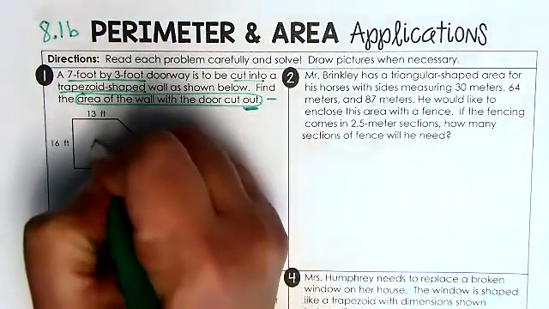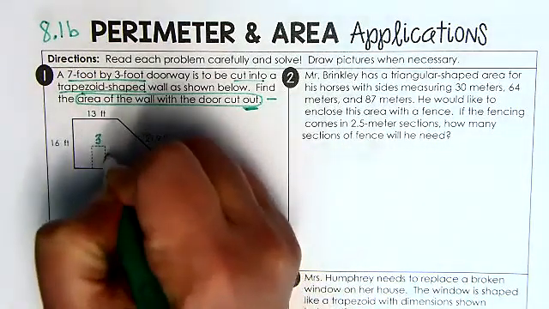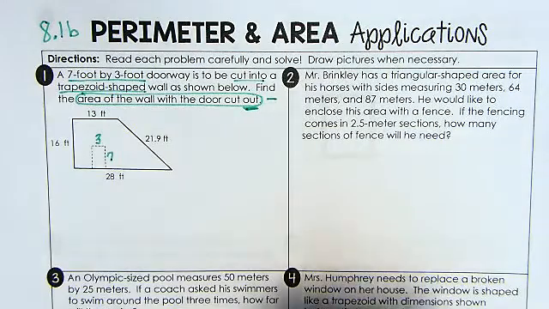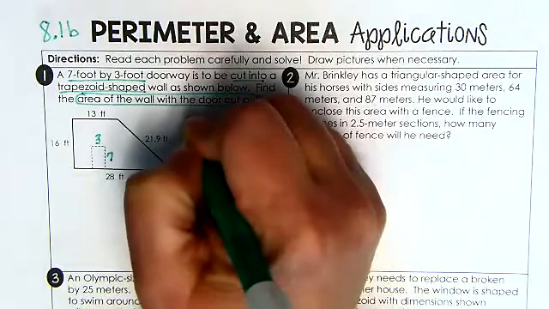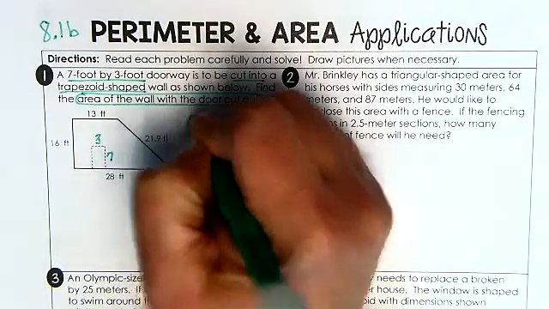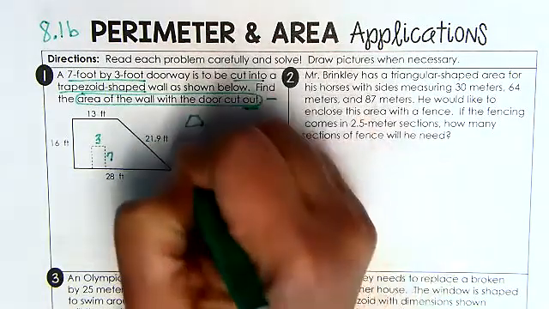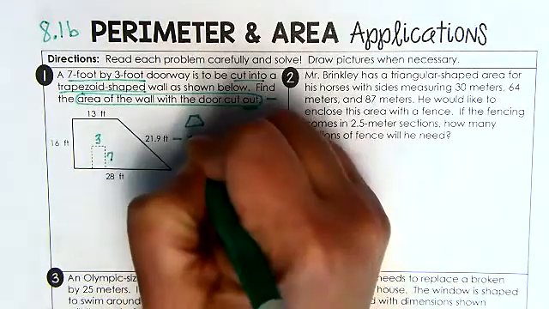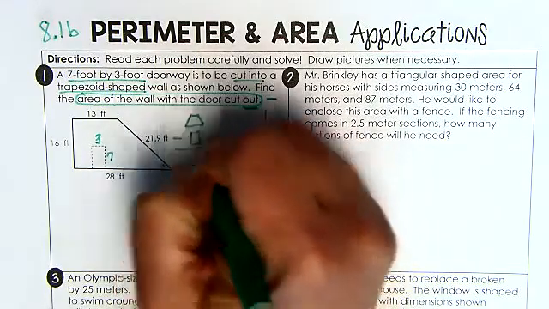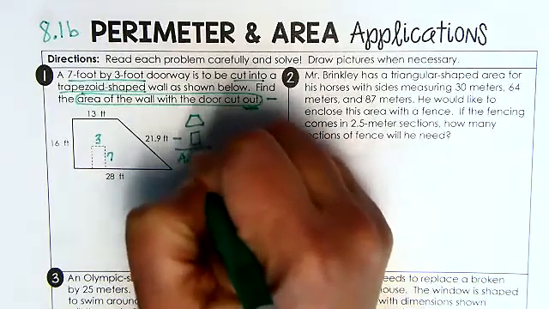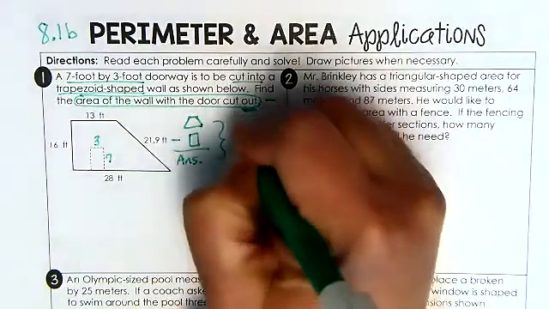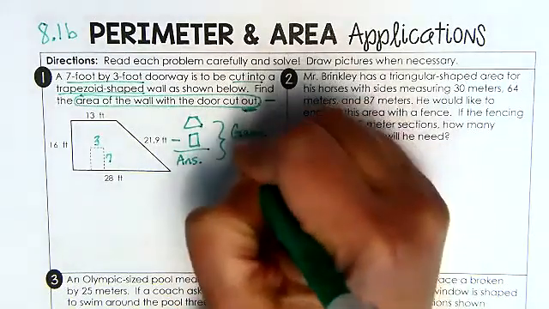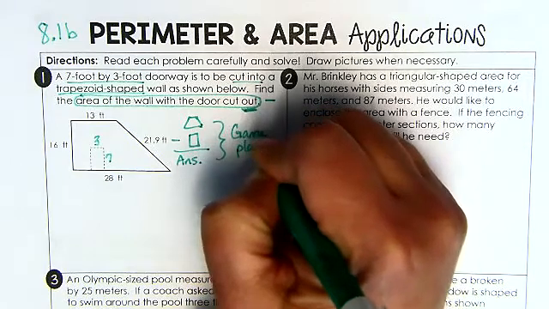Okay, so let's go ahead and label this doorway. So this is 3. This is 7. So big picture wise, I need to find the area of the trapezoid, and then I'm going to subtract the doorway out to get our answer. That's the game plan. You will see me do stuff like this a lot. Game plan.